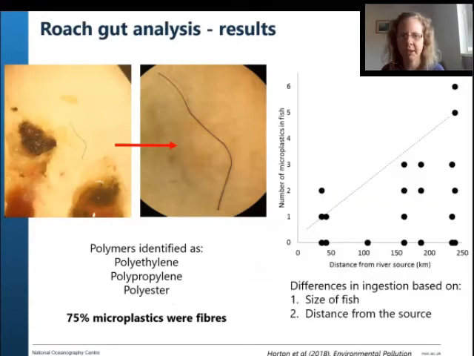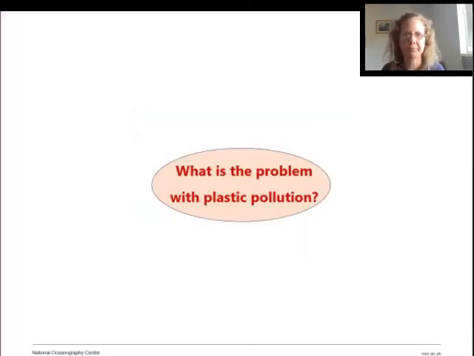And if we look at the number of microplastics in fish in relation to the distance from the source of the river, we see that generally we have this increasing ingestion as we go further downstream from the source of the river, so more particles are ingested per fish. We also found differences based on the size of the fish. So the larger the fish, the more particles we would find within the fish.